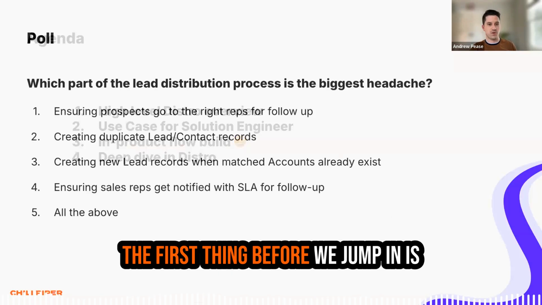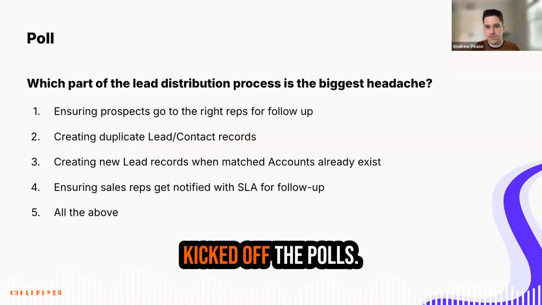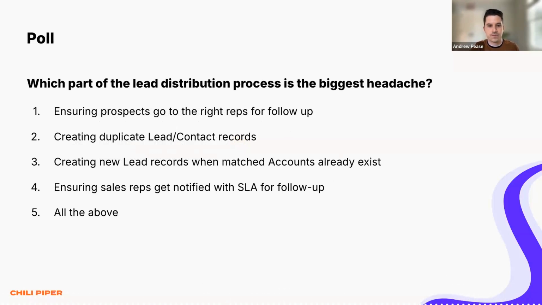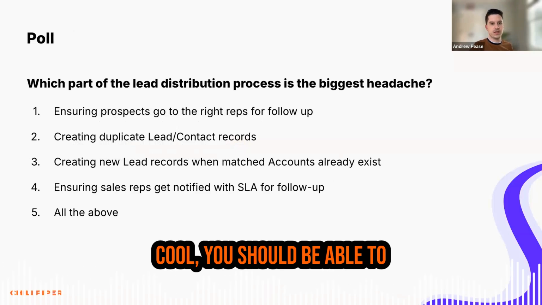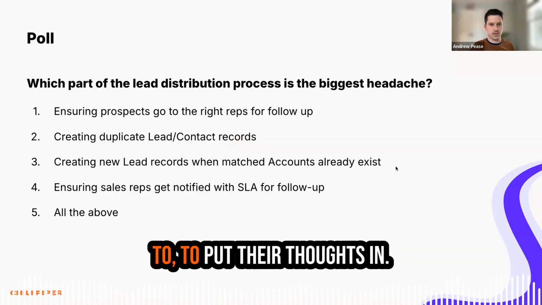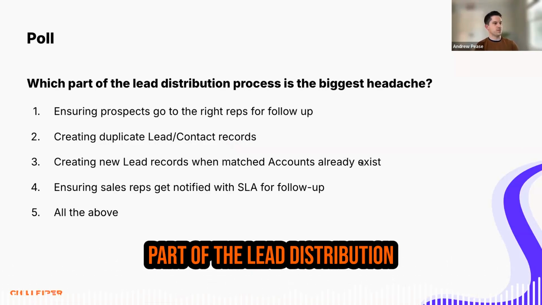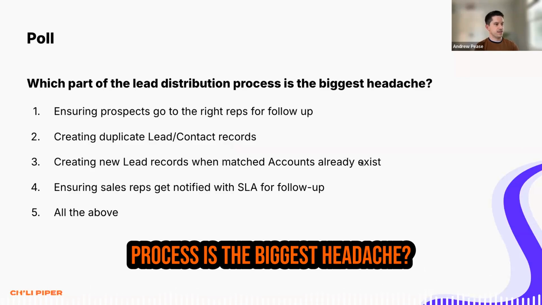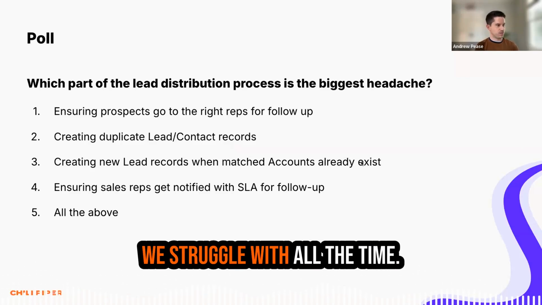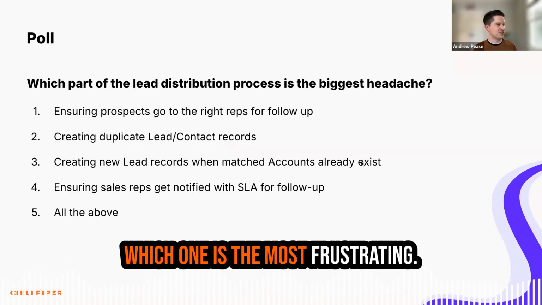The first thing before we jump in is I want to launch a poll here. Let me just get this kicked off. Go to polls. Cool. You should be able to enter and see the results here. I'll let people have a minute to put their thoughts in. What I'm asking here is which part of the lead distribution process is the biggest headache? These are things that in RevOps we struggle with all the time. I'm curious to hear your opinion on which one is the most frustrating.